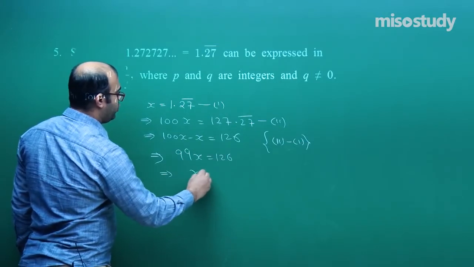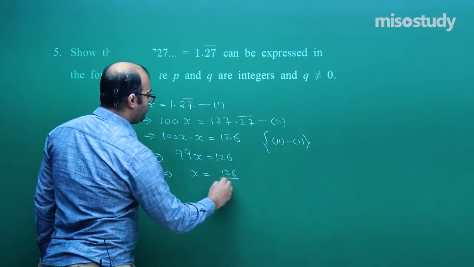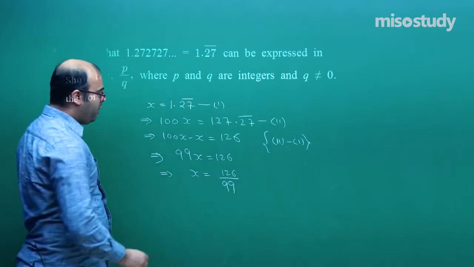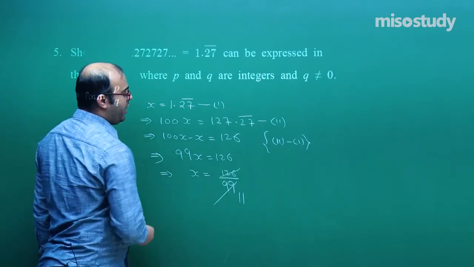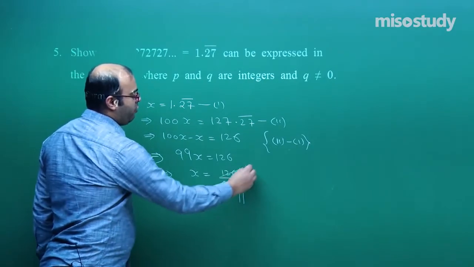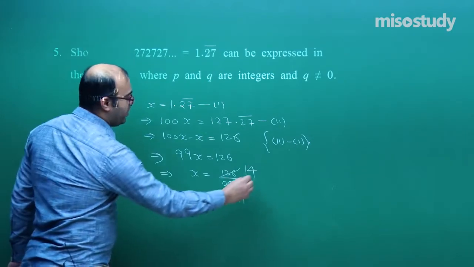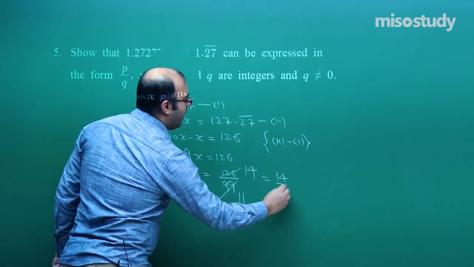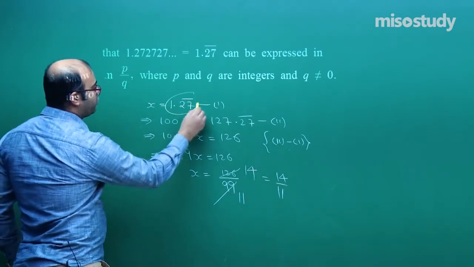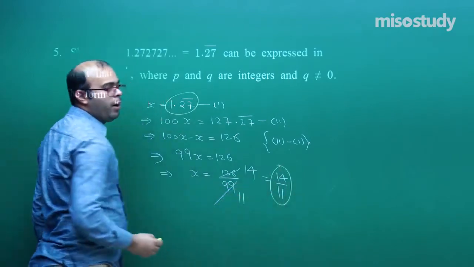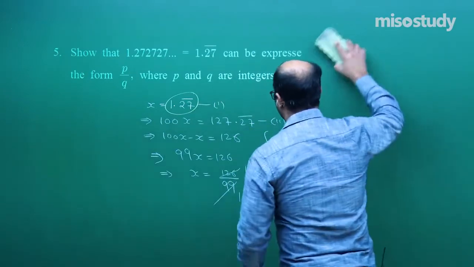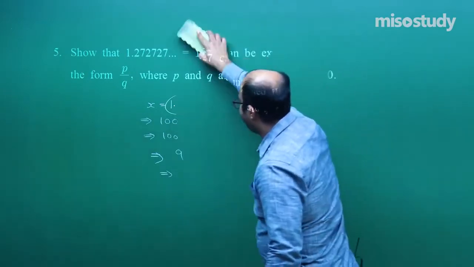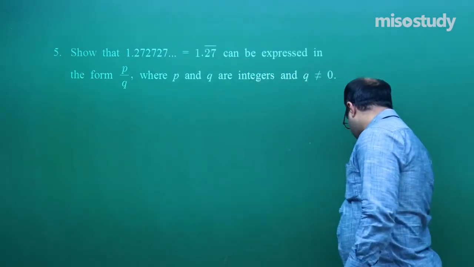So, what is x, students? 126 by 99. Can we divide it by a common factor? We take 9. 9 11s are 99. We take 9 here. So, 9 1s are 9, 9 4s are 36. So, 14 by 11 is the number. So, we can express 1.27 bar as 14 by 11, students. Okay. Let us come to the next question, which is of 2 marks again, and it is the 6th question.